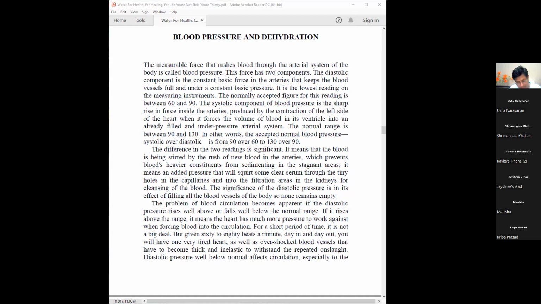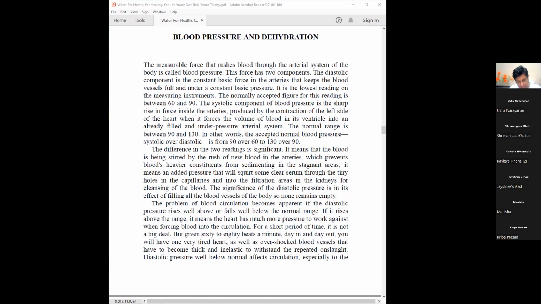The problem of blood circulation becomes apparent if the diastolic pressure rises well above or falls well below the normal range. If it rises above the range, it means the heart has much more pressure to work against when forcing blood into the circulation. So what does it mean? If the pressure is already high, then the heart has to apply more force to raise the pressure even more. Otherwise, it will not create the blood flow that is required in the system. For a short period of time, it is not a big deal. But given 60 to 80 beats a minute, day in and day out, you will have one very tired heart, as well as overshocked blood vessels that have to become thick and inelastic to withstand the repeated onslaught.